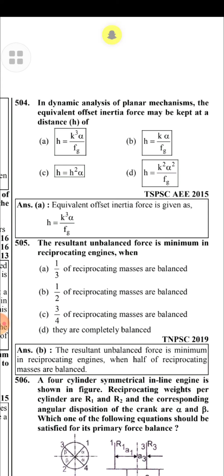The resultant unbalanced force is minimum in a reciprocating engine when half of the reciprocating masses are balanced.